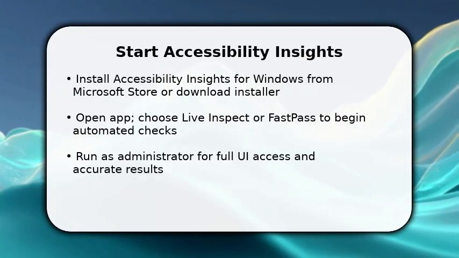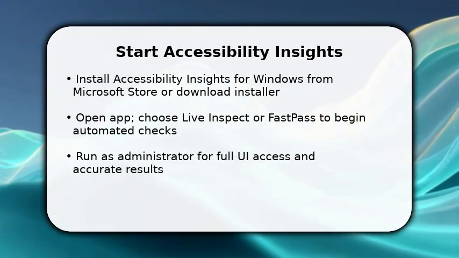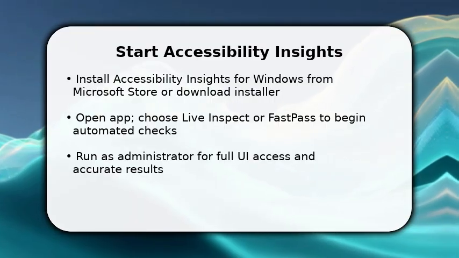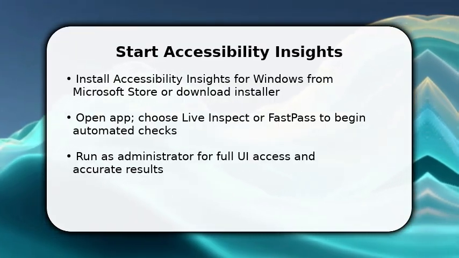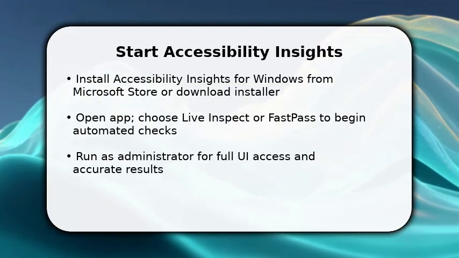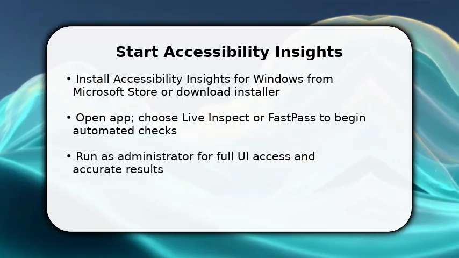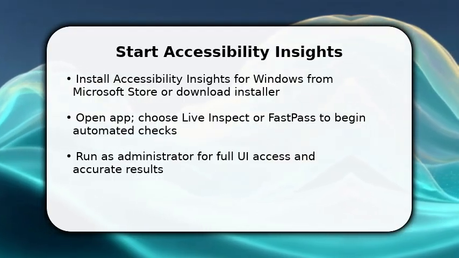You'll begin by getting the tool and launching it with the right permissions. Open Accessibility Insights for Windows and run it as administrator so it can access all UI elements. This avoids incomplete scans. Once done, choose FastPass for a quick automated sweep or Live Inspect to probe specific controls.